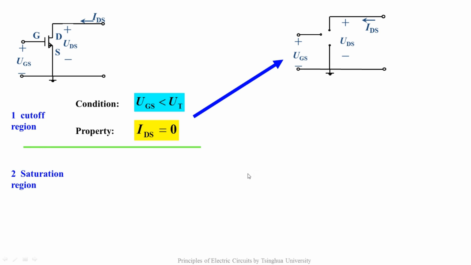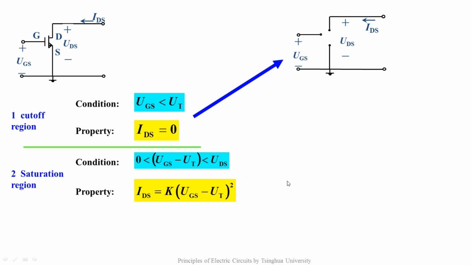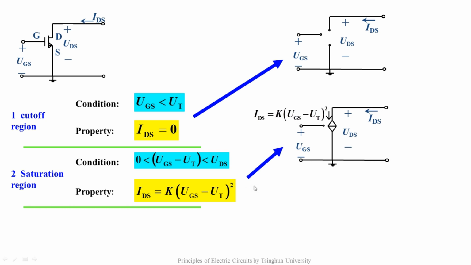The second is the saturation region. As we discussed just now, the operation condition is that UDS is not only larger than 0, but also larger than UGS minus UT. It's equivalent to a current source between the drain and the source terminals. The current source value is a quadratic function in terms of UGS, which means it's a nonlinear controlled current source. This is the corresponding circuit model. A voltage-controlled current source is applied.